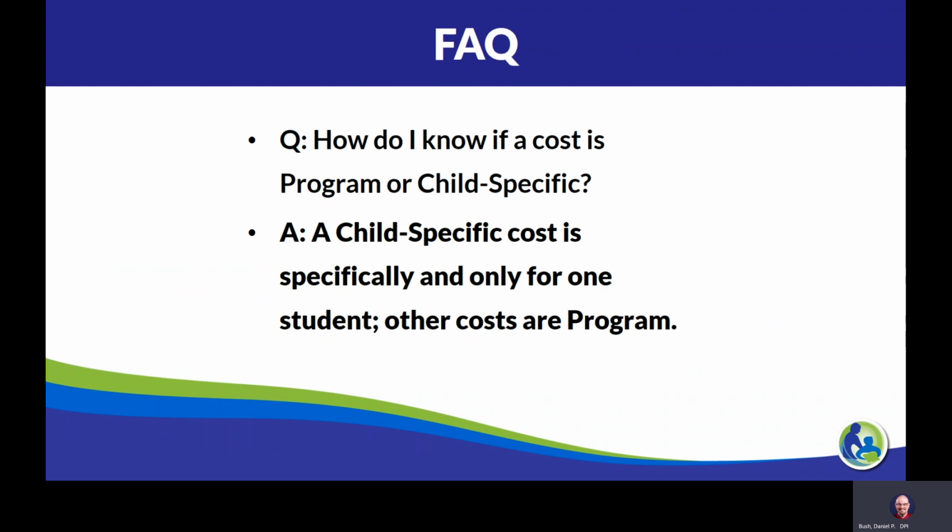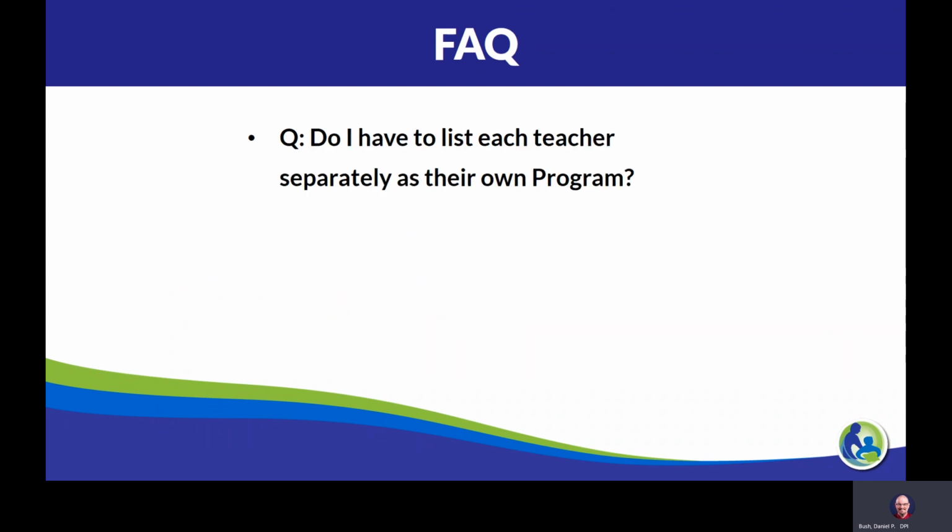So you're not going to be breaking up a staff member on the child-specific tab as 0.15 for this child, 0.15 for this child, and so on. Just put the staff person in the program cost.